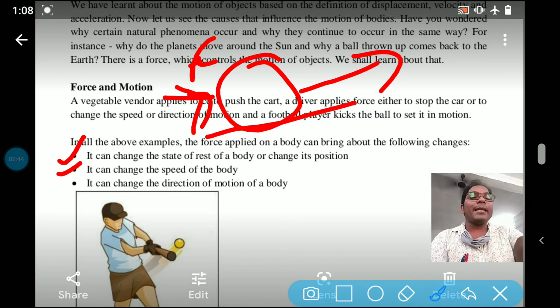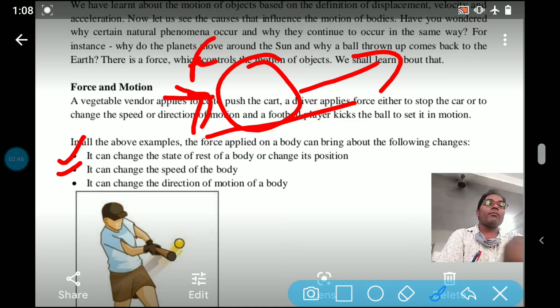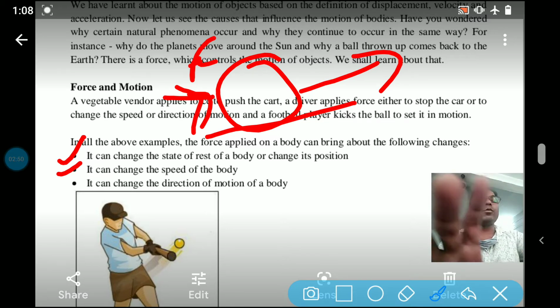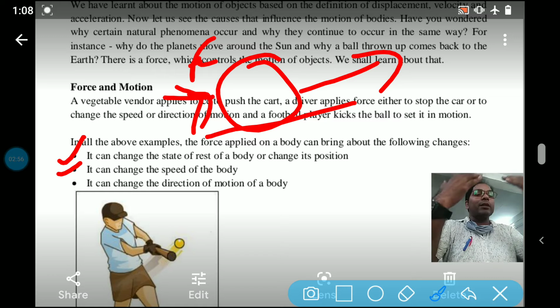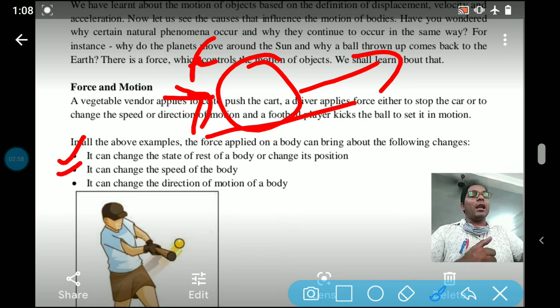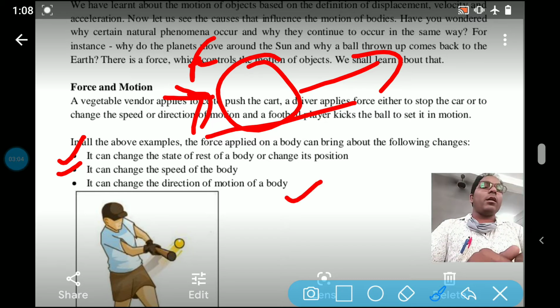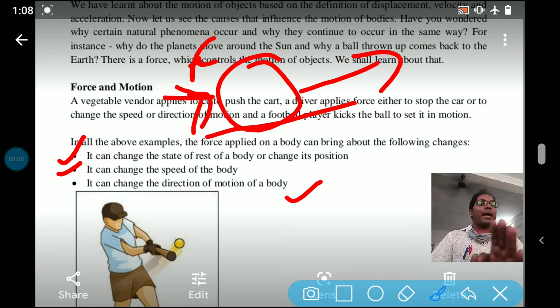Second one, it can change the speed of the body. Suppose our body is moving with some speed. If you apply a force, the body will start to move with a new velocity, the speed will increase. So it can change the speed of the body. It can also change the direction of motion of a body.